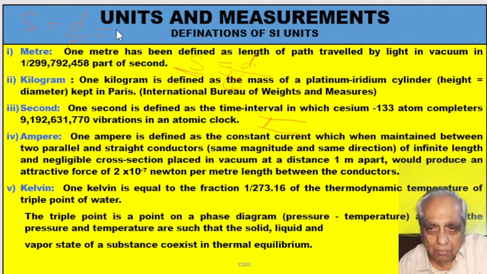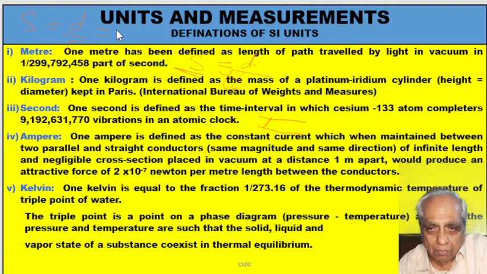Ampere also we will be learning in 12th standard when we are doing the chapter of current electricity. These are the two conductors of negligible cross section and of very long length, or infinite length. The distance between them is 1 meter. So this is 1 meter.